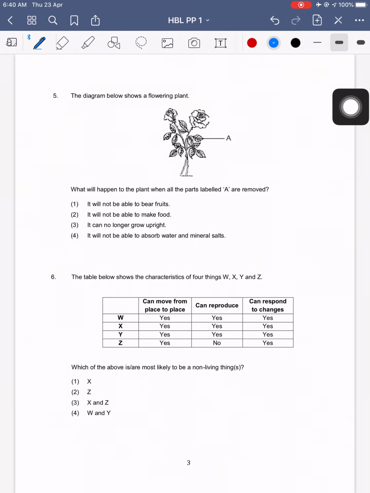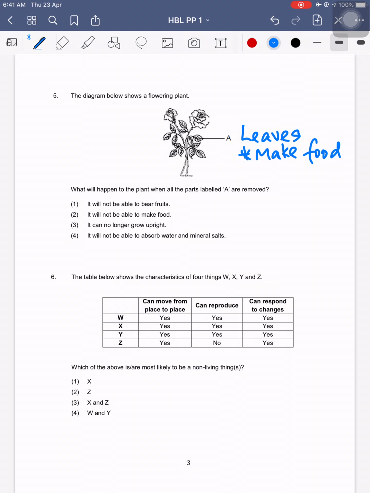Okay, next, number 5. Now this is a flowering plant. What will happen to the plant when all the parts labeled A are removed? Now this part A is actually the leaves. And leaves actually help the plant to make food. So what will happen if you remove the leaves? Option 1, it will not be able to bear fruit. No. Number 2, it will not be able to make food. Yes. This is what happens if you remove the leaves, because leaves are responsible for making food.